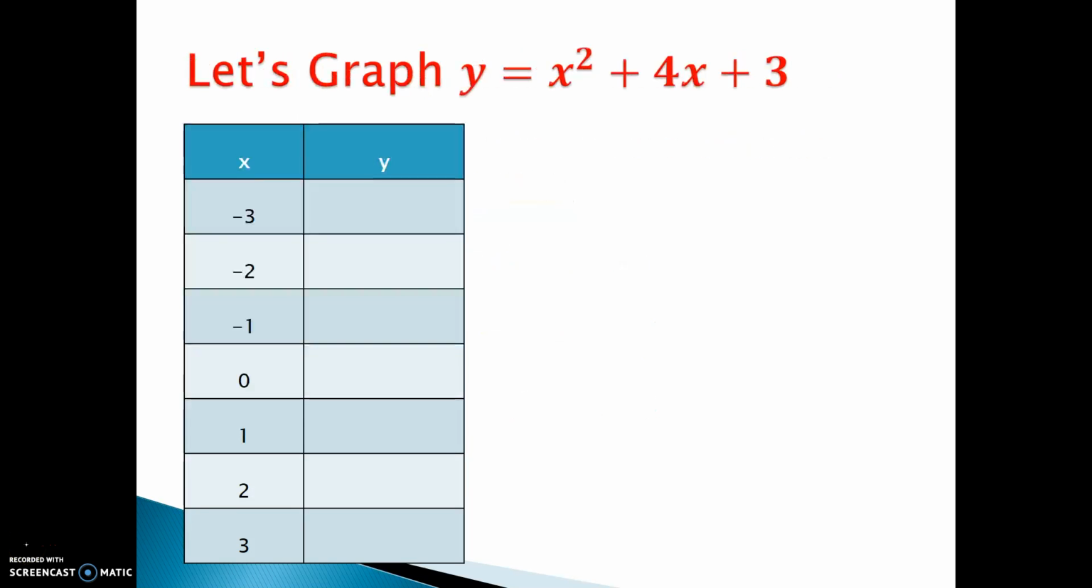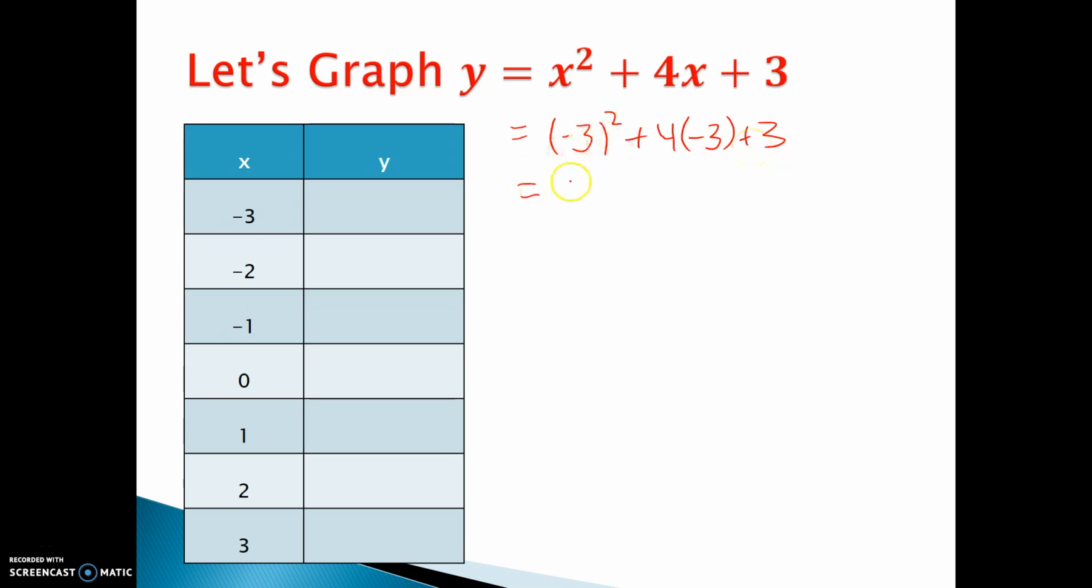Right, so let's take a look at our first example here. I have the quadratic function y equals x squared plus 4x plus 3. Again, I want to use that table of values, exactly what we did on Friday, and fill in my y column. I'm going to start by taking my -3, which is my x value, and substitute it wherever I see an x. So I get -3 to the second power plus 4 times -3 plus 3. And I want to simplify that so that I can get the y value.